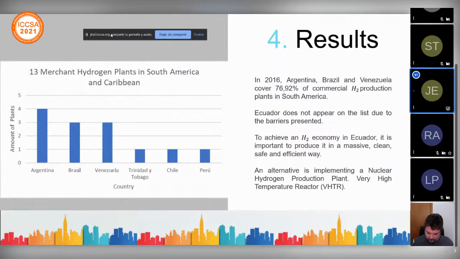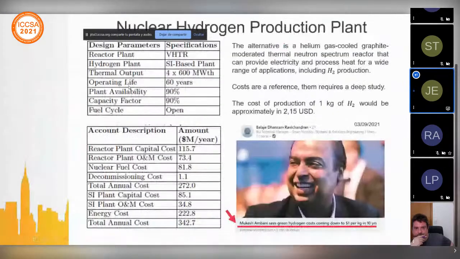To achieve a hydrogen economy in Ecuador, it's important to produce it in a massive, clean, safe, and efficient way. An alternative is implementing a nuclear hydrogen plant, a very high temperature reactor, for example. The alternative is a helium gas-cooled, graphite-moderated, thermal neutron spectrum reactor that can provide electricity and process heat for a wide range of applications, including hydrogen production. Those are our reference, and they require a deeper study.